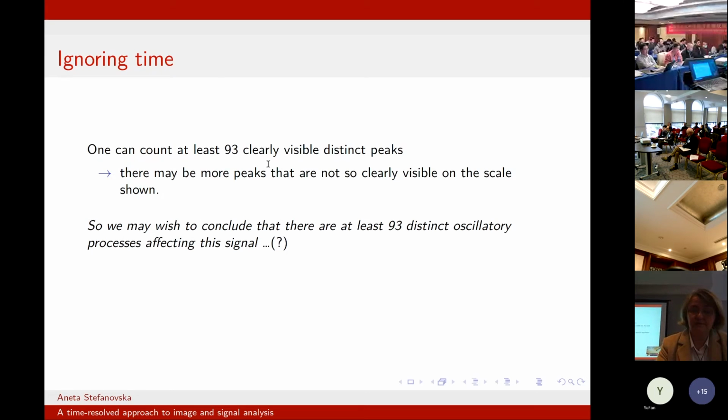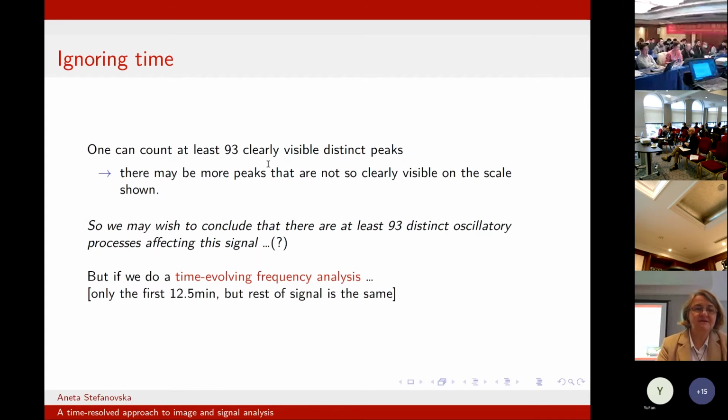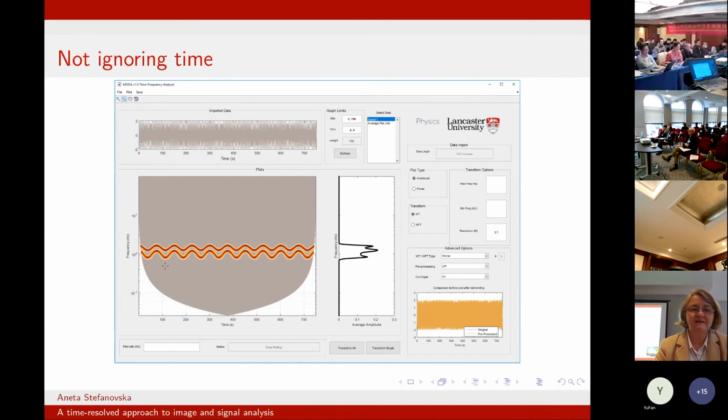So we may easily conclude that there are at least 93 distinct oscillatory processes producing this signal. But if we did time frequency analysis, and I'm showing you only 12 minutes of the signal, the Fourier transform I showed you before comes from something that has only two frequencies that are time varying. Only two frequencies, and this is what we have developed. We call it MODA, our toolbox. I'll tell you more in the end.